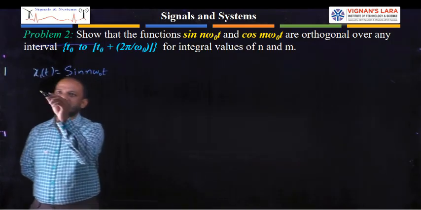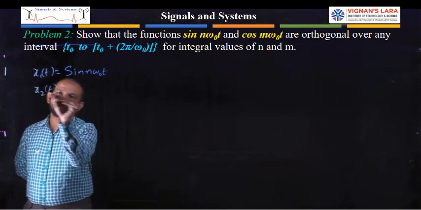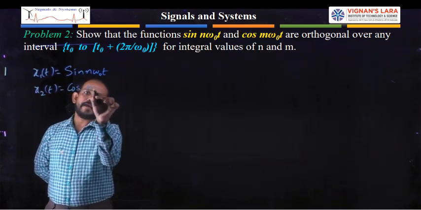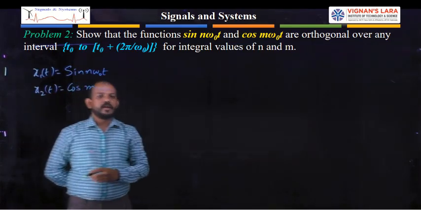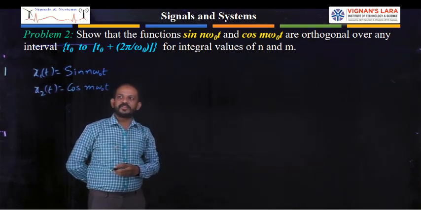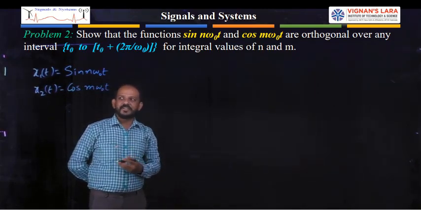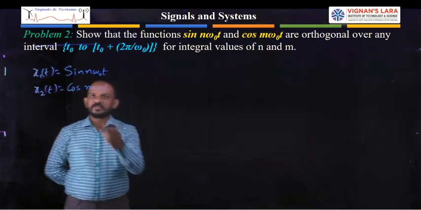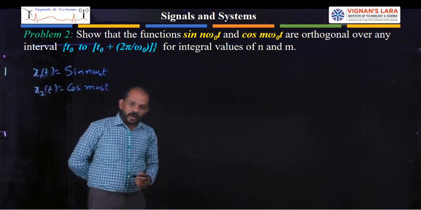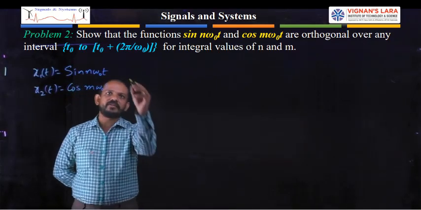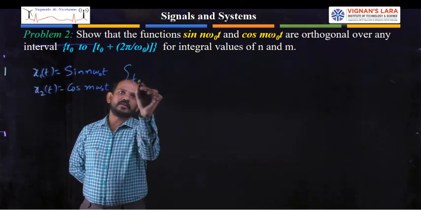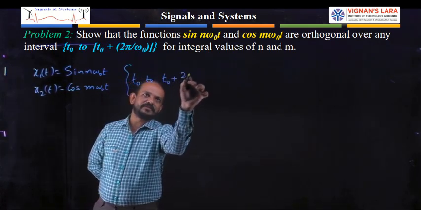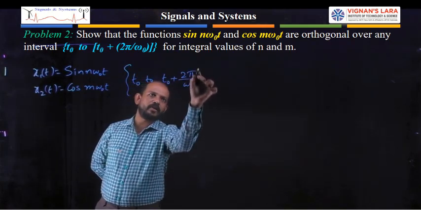Next, we go for the second signal, that is cos m omega naught t. So the first one is x1 of t, that is sine n omega naught t, and the next one is x2 of t, that is cos m omega naught t. Now, what is the given interval? The interval is t naught to t naught plus 2 pi by omega naught. This is the given interval.